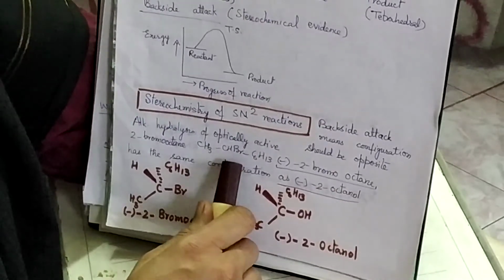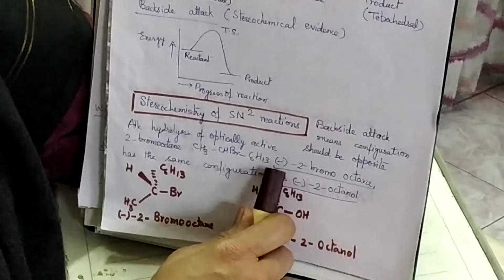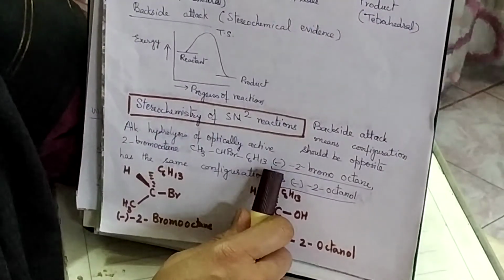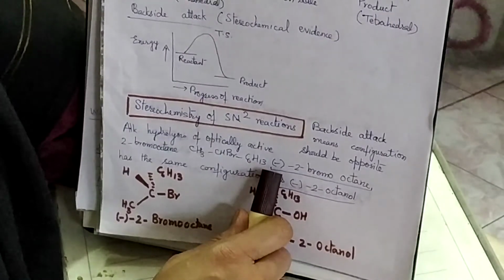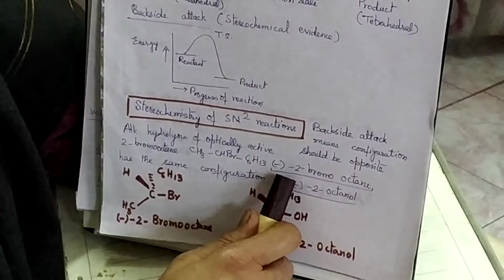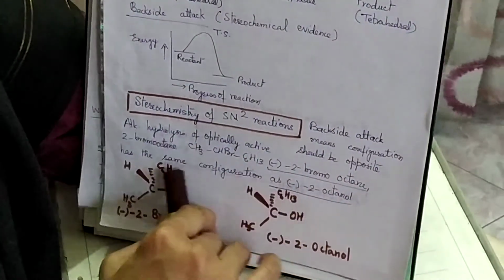Now this 2-bromo-octane, as I have shown here, look carefully, is levorotatory. This negative sign is levorotatory. I have told you many times that this means that this particular molecule rotates the plane of polarized light towards the left, which denotes its optical activity.